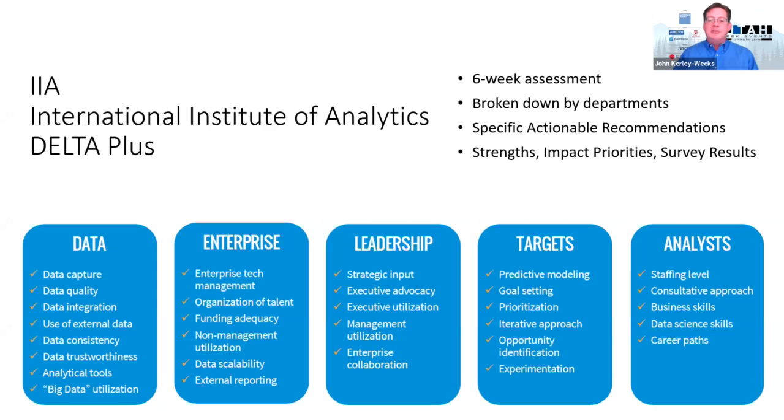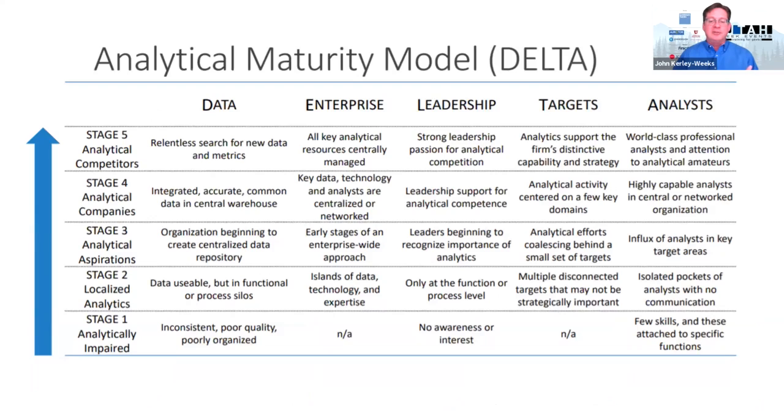And oftentimes, they'll roll out the assessments in a number of different ways, but a typical way would be a 6-week assessment broken down by individual departments, engaging with the teams, doing training in a conference training organization, identifying their strengths, the priorities for where they could see the greatest impact, and engaging in surveys.